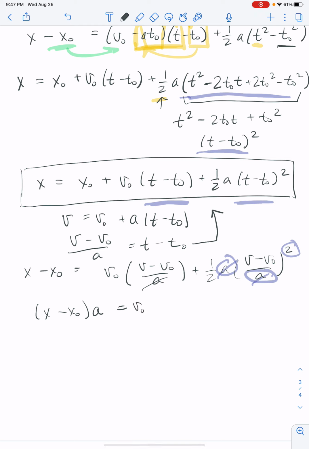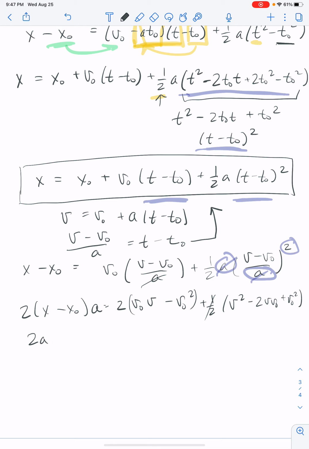Okay, and then now let's rearrange these other terms to make them look a little bit nicer. So we have v naught (v minus v naught) plus 1/2 (v squared minus 2v v naught plus v naught squared). All right, I'm going to do a little bit more rearranging. I'm going to multiply through by 2. So that's going to cancel with that 1/2. That's going to have me multiplying by 2 on that term and by 2 on this term. Okay, and so now I've got 2a(x minus x naught) equals 2 v naught (v minus v naught) plus v squared minus 2v naught v plus v naught squared.